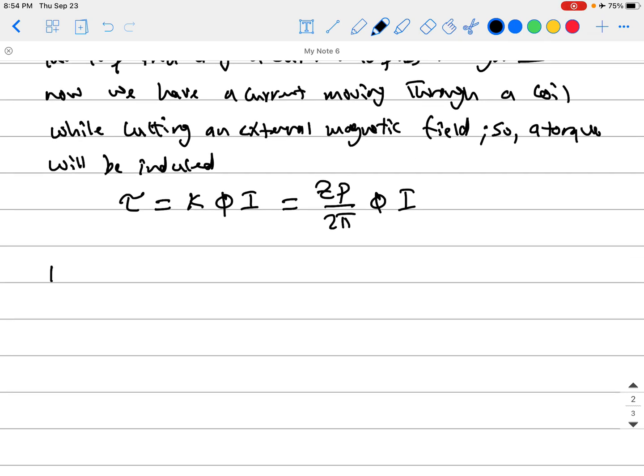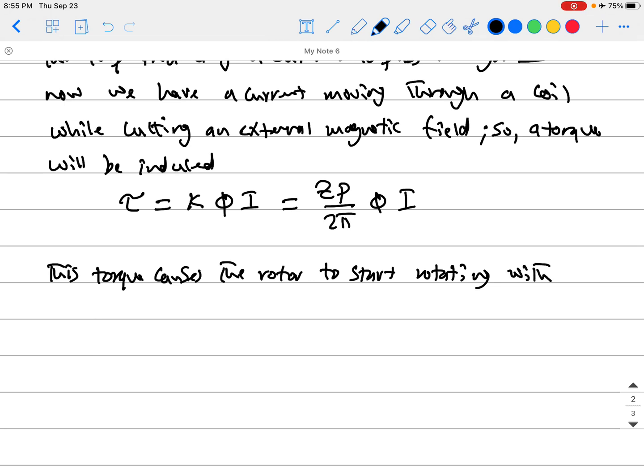This torque causes the rotor to start rotating with angular speed omega m. Now the machine starts rotating. Okay, and that's it. Now you have a motor.